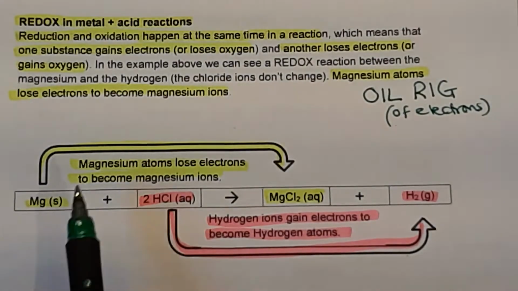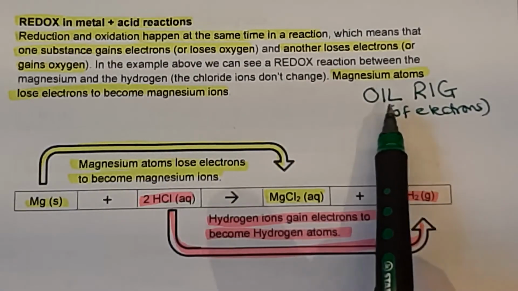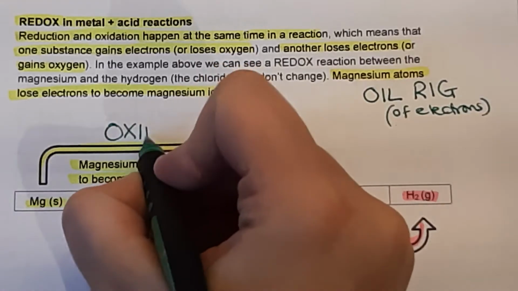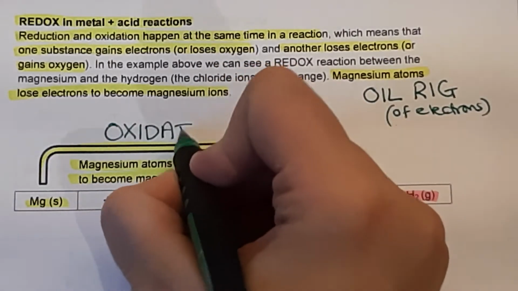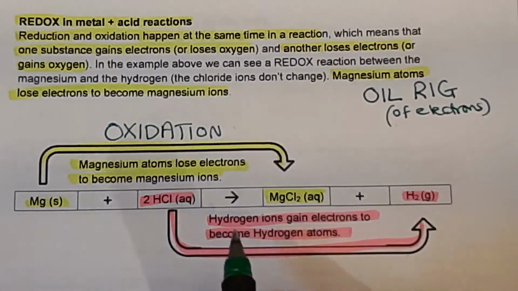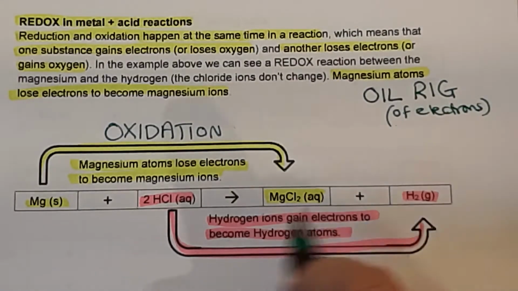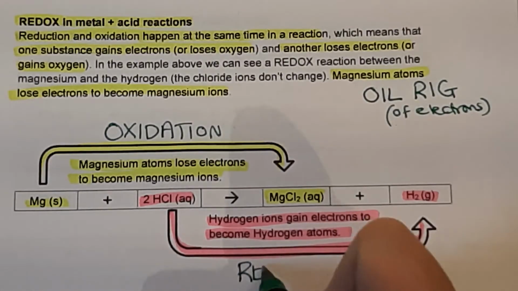Okay, so if this has lost electrons, oxidation is loss of electrons. So the magnesium was oxidized. So oxidation has occurred here. And the hydrogen ions have gained electrons, so reduction is gain of electrons. So this one is reduction.